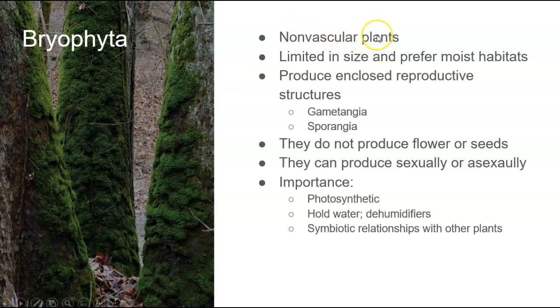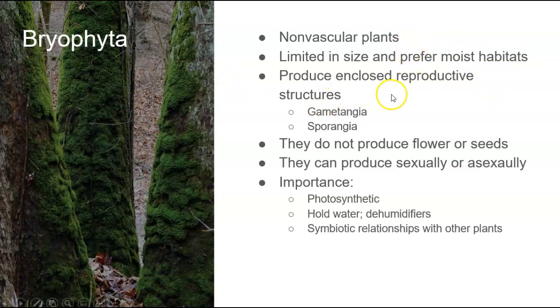These are non-vascular plants. So these are plants that you see on the ground or growing on surfaces of things, but they don't become tall because they lack a vascular system. So they're limited in size. They prefer moist habitats, and we will see why, because water is going to be very important for reproduction of these plants.